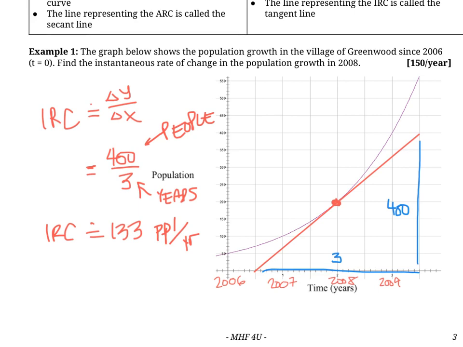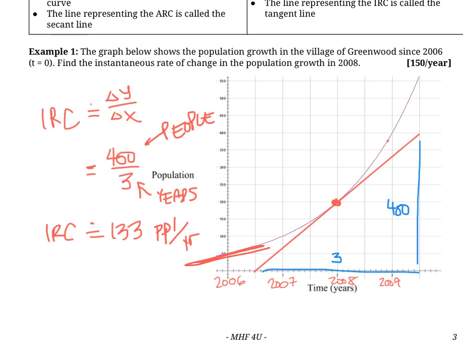And just to remember what this actually means, this means basically in 2008, the population was changing by 133 people per year. So basically, 133 people were coming into this town or being born in this town per year, right? And if we think about how that's changed over time, 2006 would have a tangent that looks something like this, right? So it's a little bit less steep.